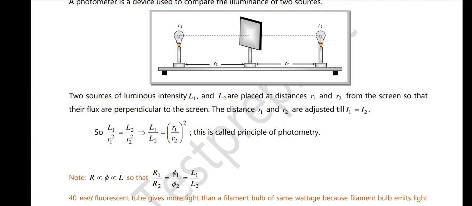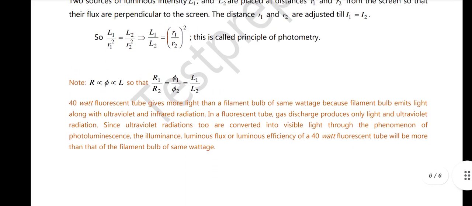from the screen, so that their flux is perpendicular to the screen. The distances R1 and R2 are adjusted till I1 is equal to I2. So L1/R1² = L2/R2², which gives L1/L2 = (R1/R2)². This is called the principle of photometry.